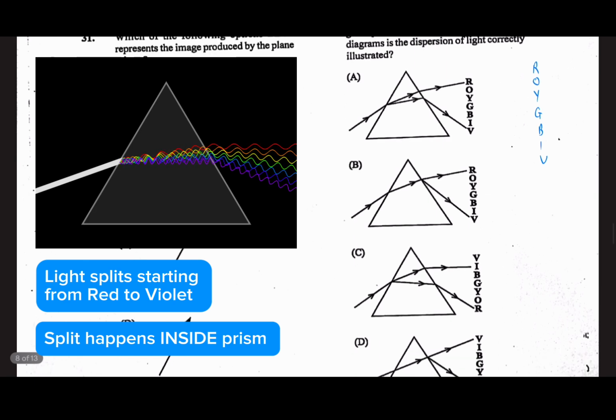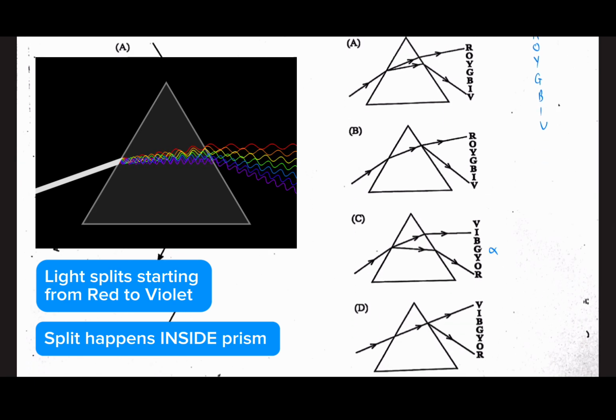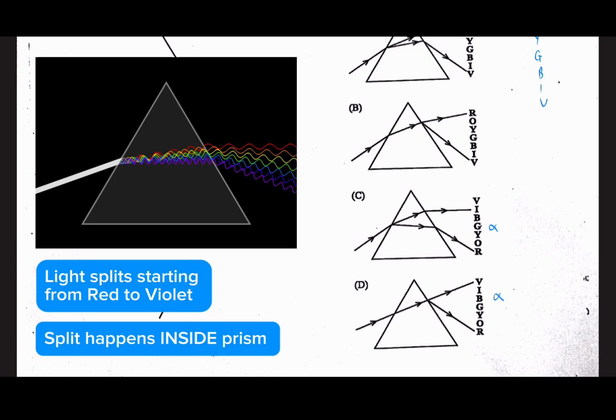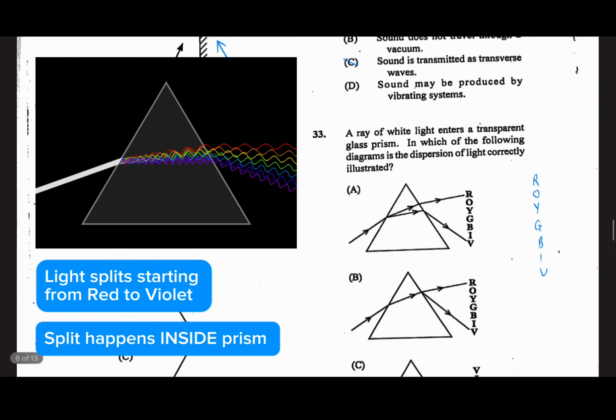B has ROYGBIV, but that's wrong. C is definitely wrong, and D is definitely wrong. Now, light would not split at the outside. It would split at the inside of the glass prism. So the only answer here that makes sense and fits the ROYGBIV convention is E. So A is the answer.